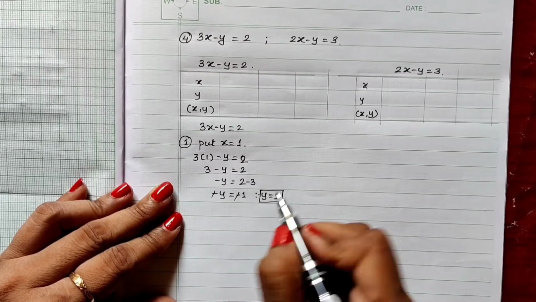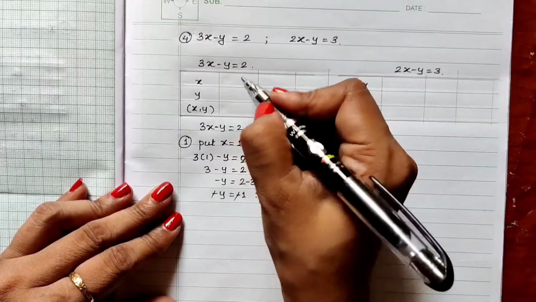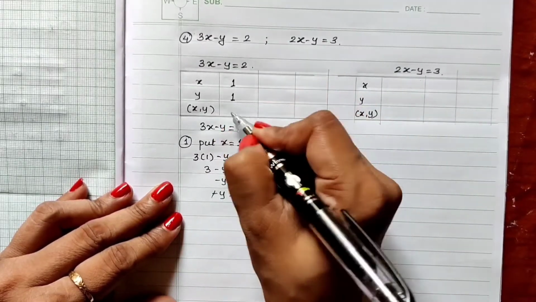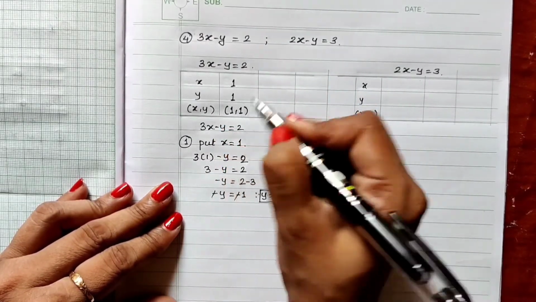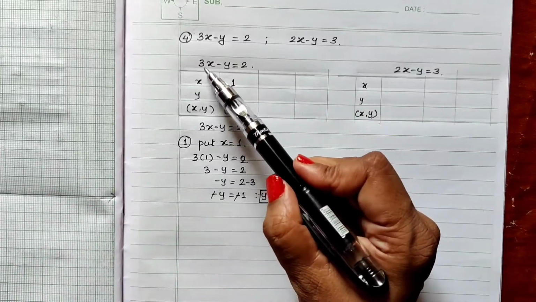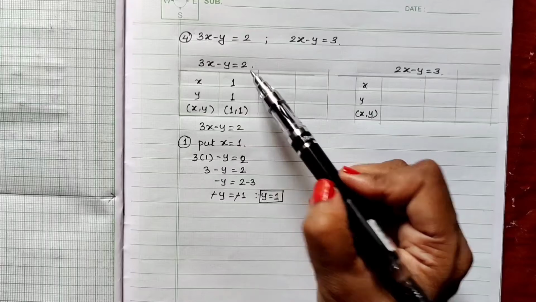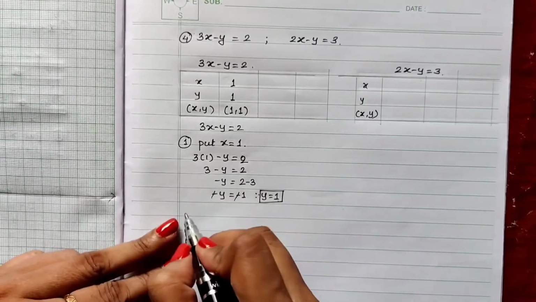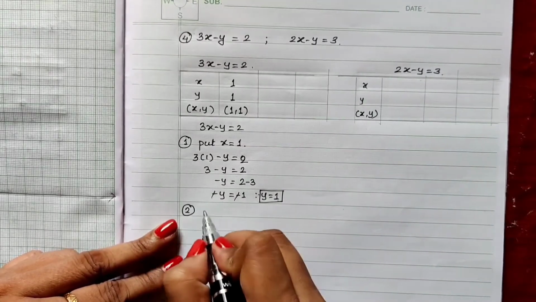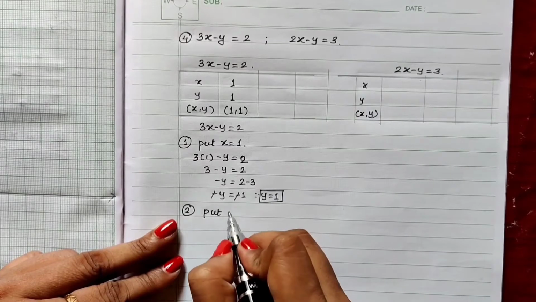So when x is 1, y is also 1. 1, 1. See whether it is satisfying or not. 3 into 1, 3 ones are 3, minus 1. 3 minus 1 is 2. Correct.